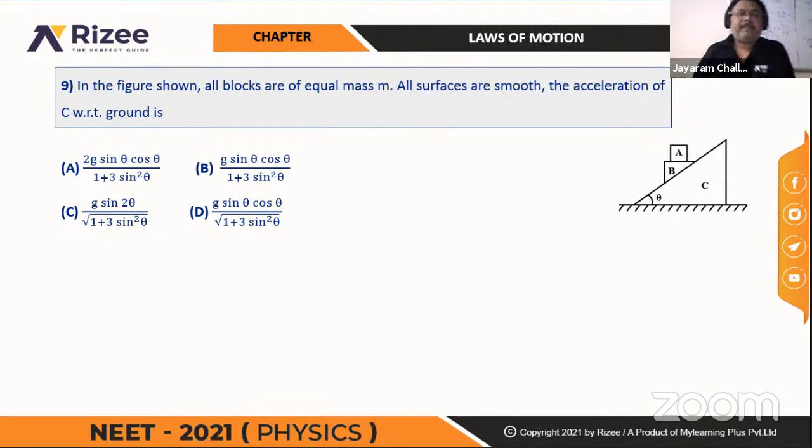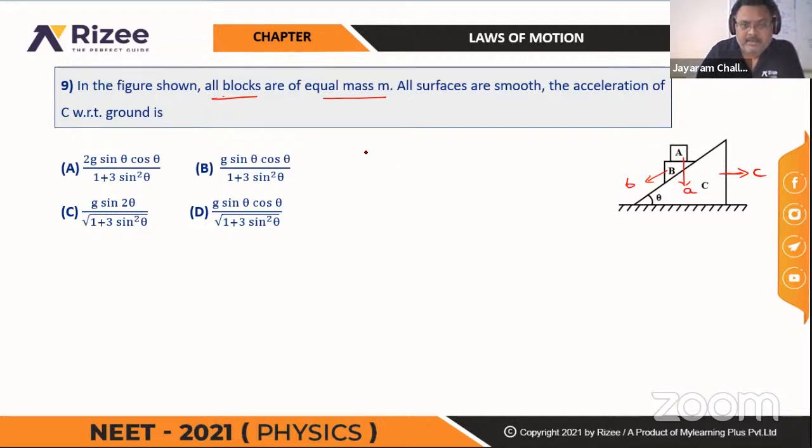So all the blocks are of equal masses. So masses are the same. All the surfaces are also smooth. Find the acceleration of the C with respect to the ground. Let us imagine that the acceleration of C is in this direction. Let me take this as C only, and this is B, and this is the direction of your A. A is coming in the downward direction.